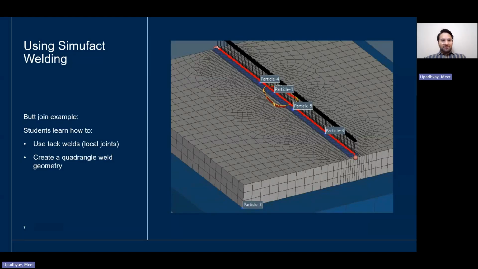creating other kinds of boundary conditions, which in this case are local joints, which represent tack welds to fix the parts together at the beginning of the process, and then you apply the weld later on as well. So this gives them a different perspective, a different process to look at, and they get to build the model from scratch in this case.